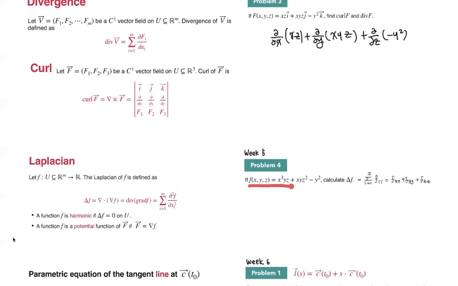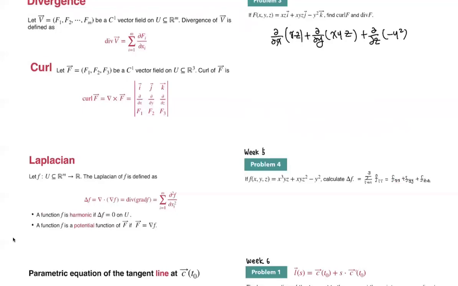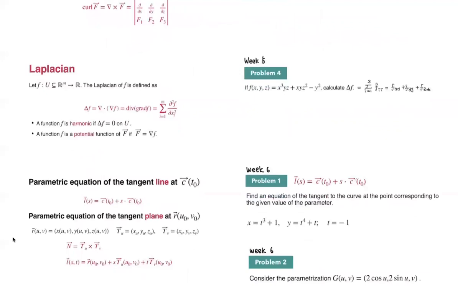Actually, if f is a scalar function in R3, then it is calculated as fxx plus fyy plus fzz. It is just the summation of all the second partial derivatives. And we say that this function is harmonic if this Laplacian equals 0. And we said that f is a potential function of this vector valued function if the vector valued function is given by gradient f.